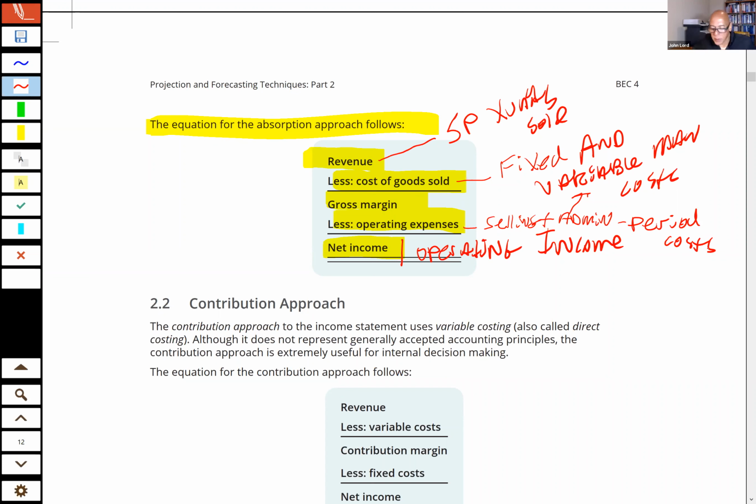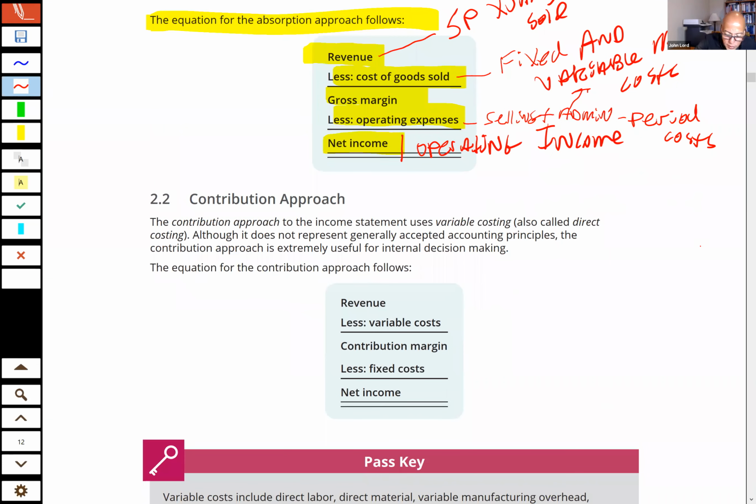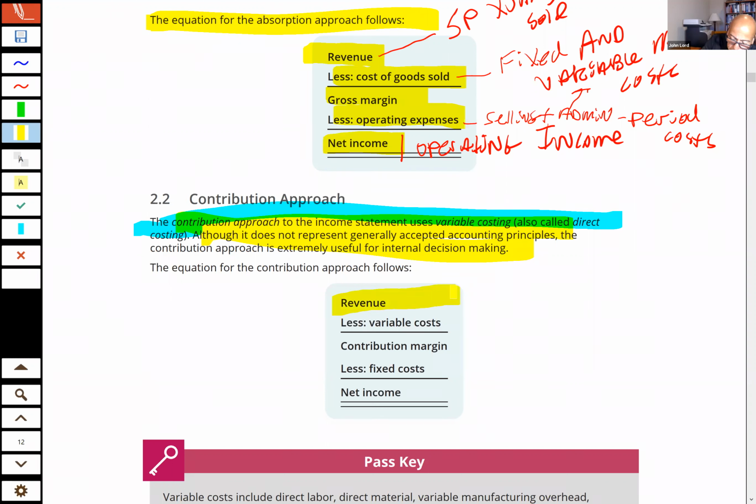Okay, just hearkening back to that discussion that we had some time back. Now, when we look at the contribution approach, also called the variable approach, and sometimes called direct costing, we don't use it for GAAP, as I said earlier, but it is better for internal decision making. And it's going to allow us to calculate this contribution margin. So now the approach is revenue less variable cost.